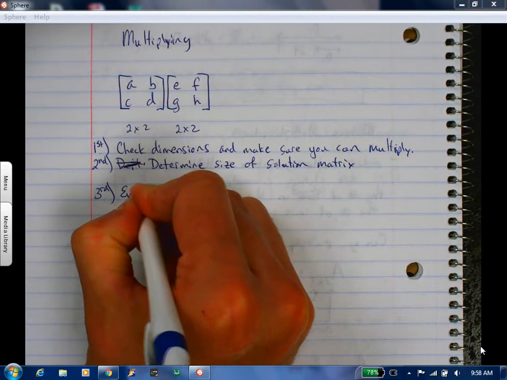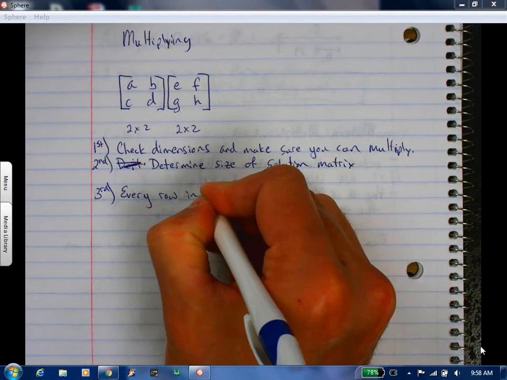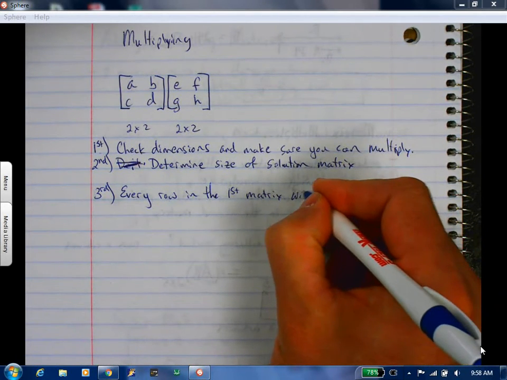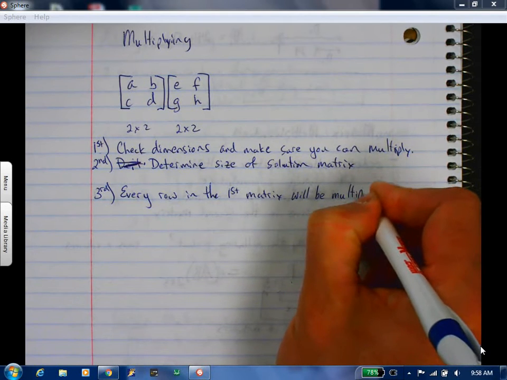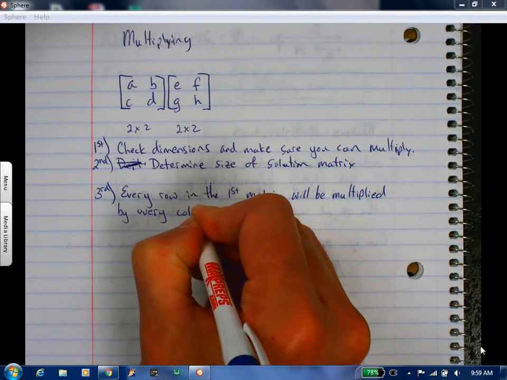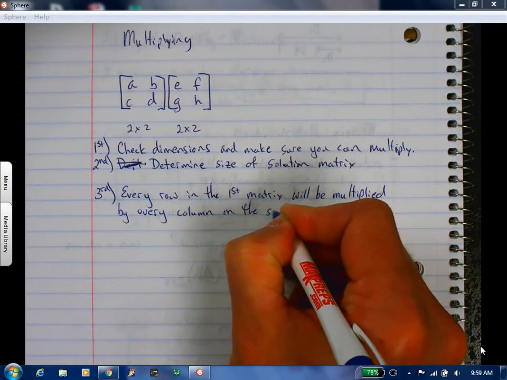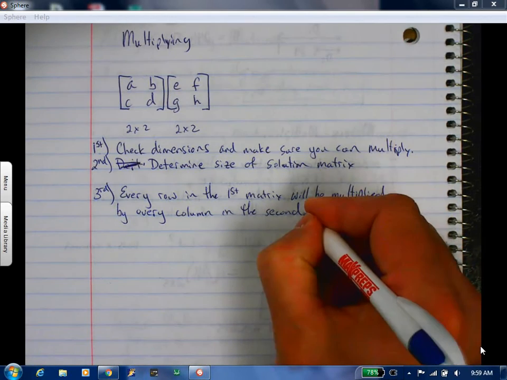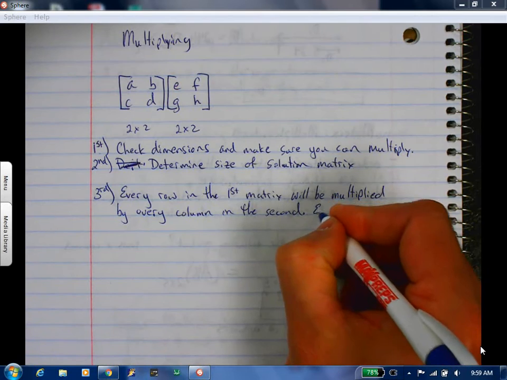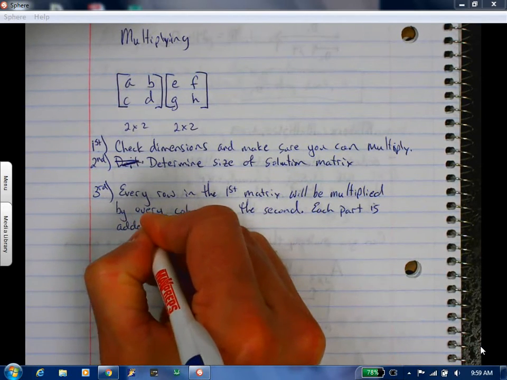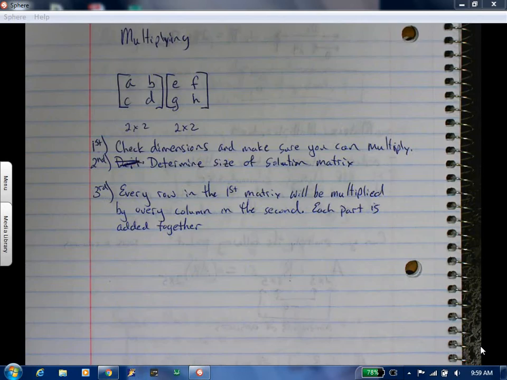Every row in the first matrix will be multiplied by every column in the second. Each part is added together.